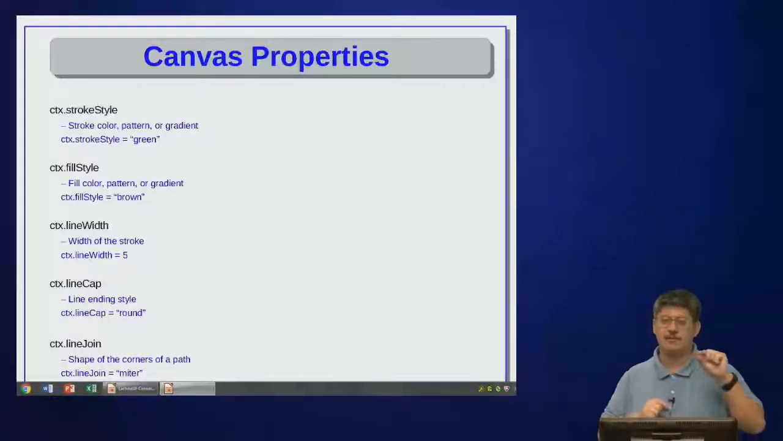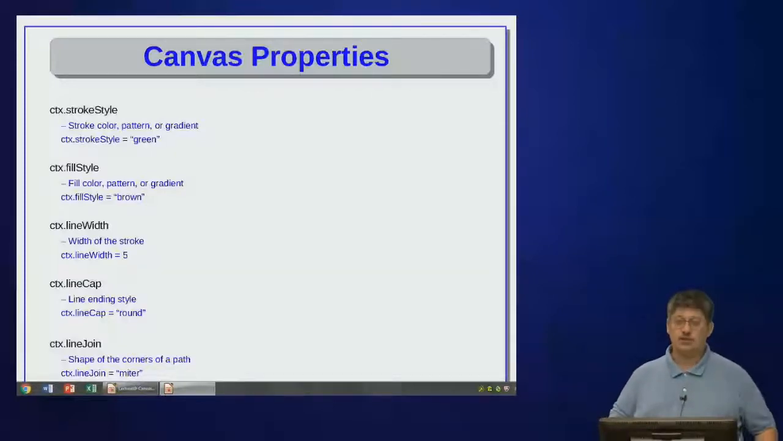So if I have a line of maybe width 5, I could either have a flat end or a square end, or I could have a rounded end or a kind of a beveled end. And so if I set the line cap property to round or square or bevel, I'll get the appropriate line endings on my lines. Line join has to do with where two lines meet.